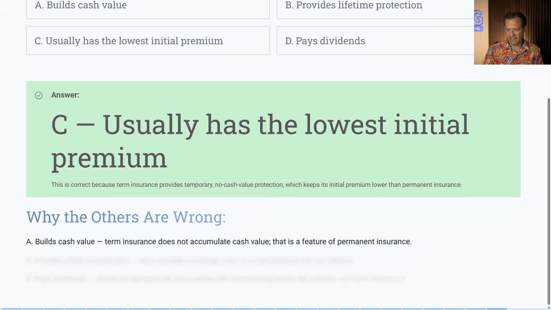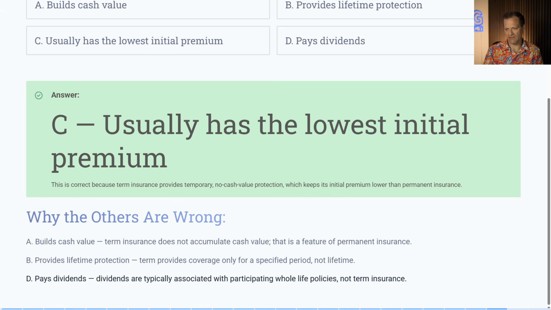Why are the others wrong? It doesn't build cash value, as we've discovered. Term is not lifetime protection. It's terminating, temporary coverage. And it doesn't pay dividends. That's an association with whole life plans, okay?